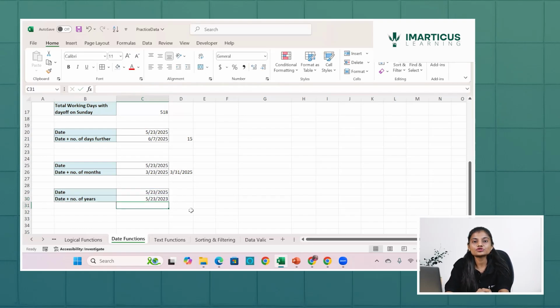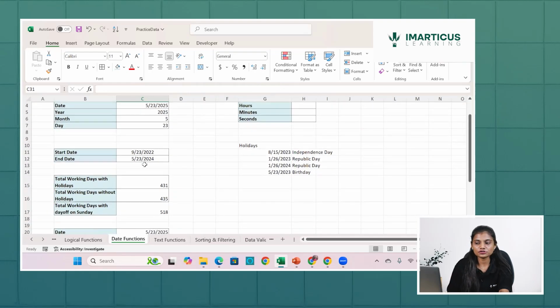So when it comes to calculating n number of years before and n number of years after, there is no year as a function. We modify the EDATE function itself in order to find out the number of years before and after the particular given date. So this is how the date functions and the calculations with respect to date work. One more point to remember, if the date is not in proper format, these operations are of no use. They will not be fruitfully applicable for us.